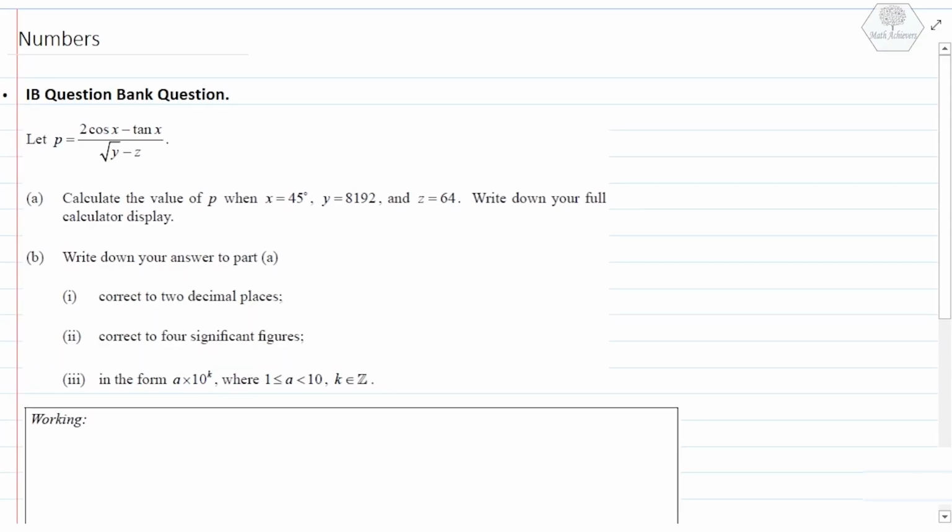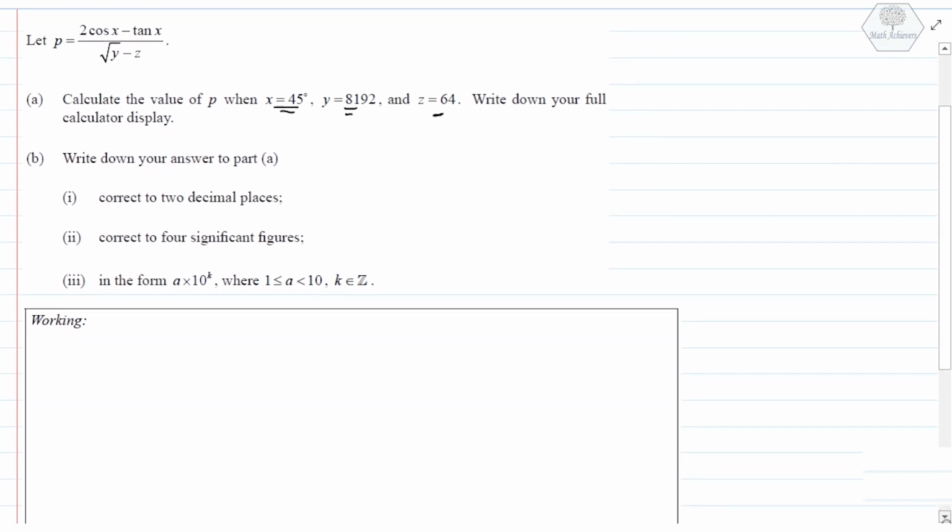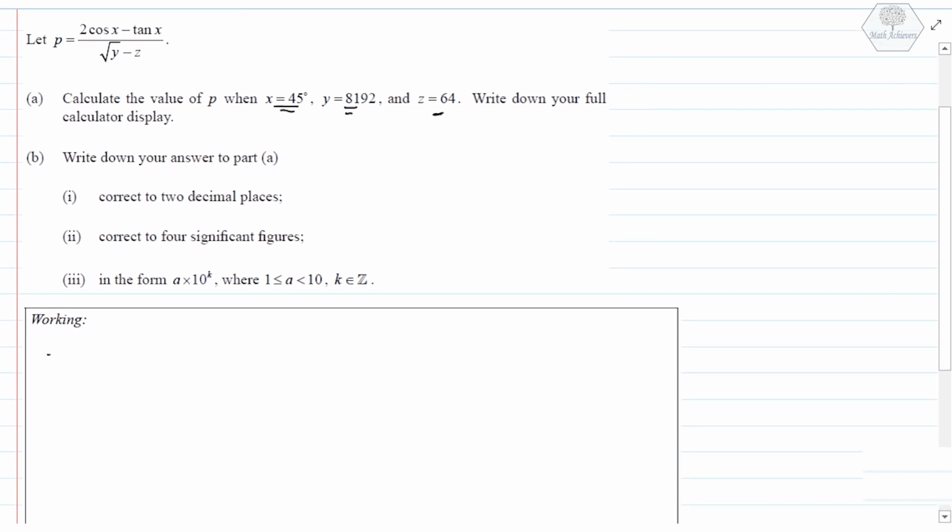Now, let's solve together a question from the IB Questionbank. The question says, let p equals 2 cosine x minus sine x over square root of y minus z. Part A, we want to calculate the value of p when x equals 45 degrees. y is this value, z is 64, and we have to write down the full calculator display. It's very easy. We have only to substitute our values in the formula.